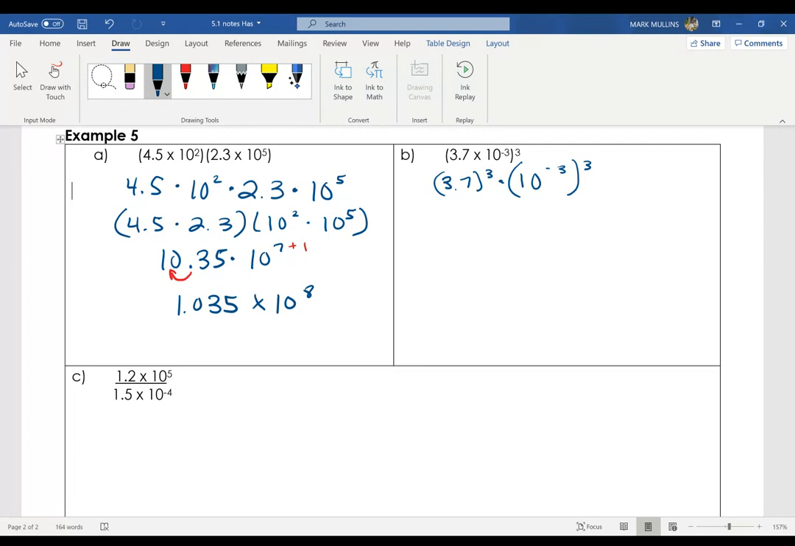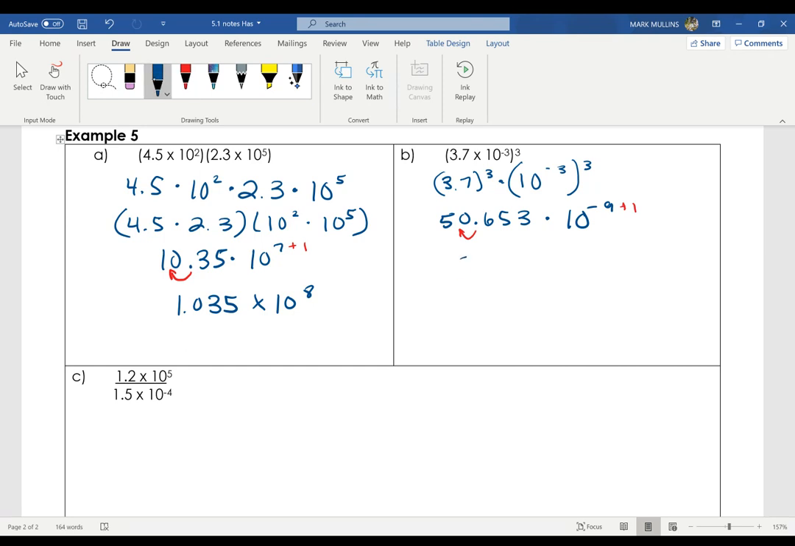So 3.7 to the third power goes on the calculator, and I get 50.653. And I have times 10 to the power. To a power means multiply. I have three groups of 10 to the negative third, so I would multiply those. And then again, my number is too big, so I need to move my decimal. And because it was too big, I will have to add one.